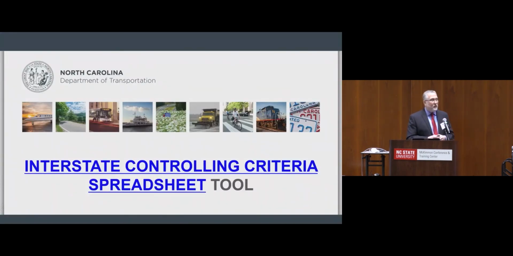Now let's transition over to the new Interstate Controlling Criteria Spreadsheet tool, which we developed in coordination with the Federal Highway Administration's North Carolina Division. I have included a link to the Interstate Controlling Criteria Spreadsheet in this slide.